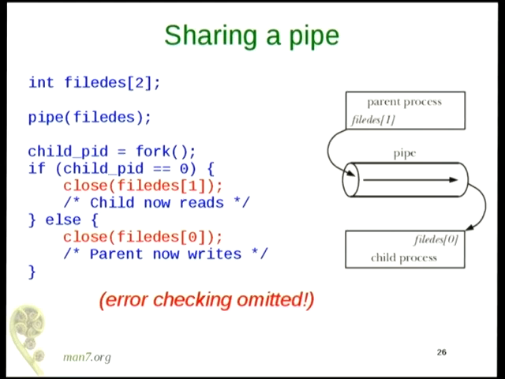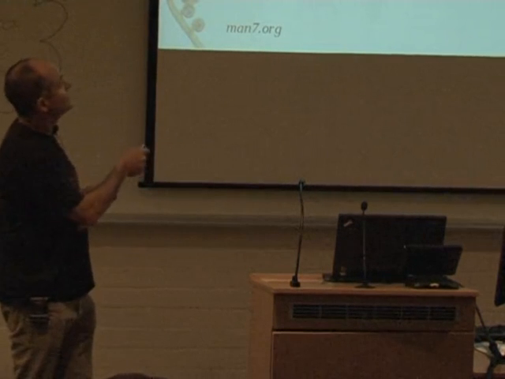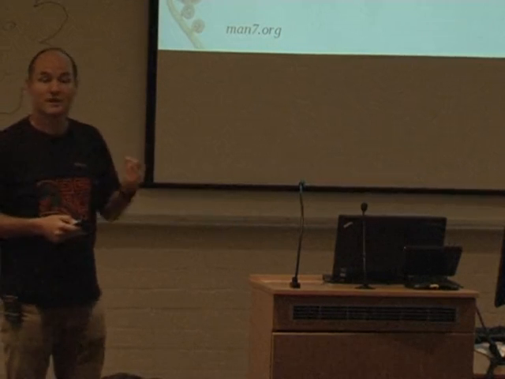Then the child will see an end of file on a read. Conversely, the parent can tell that the child's gone away if all of the file descriptors here are closed. Then a write into the pipe will fail with a SIGPIPE signal or an EPIPE error. So the next thing you should do is, having forked, each process should close the end of the pipe that it doesn't need.